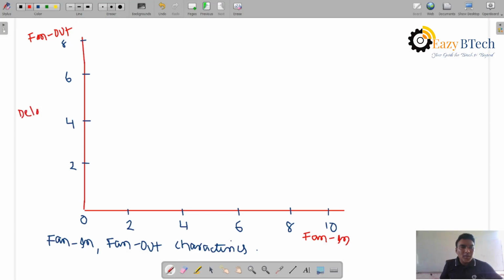The delay increases as the fan outs increase. It is about 100 picoseconds per gate as the gates are increased. So this can be defined if you take the three technologies.